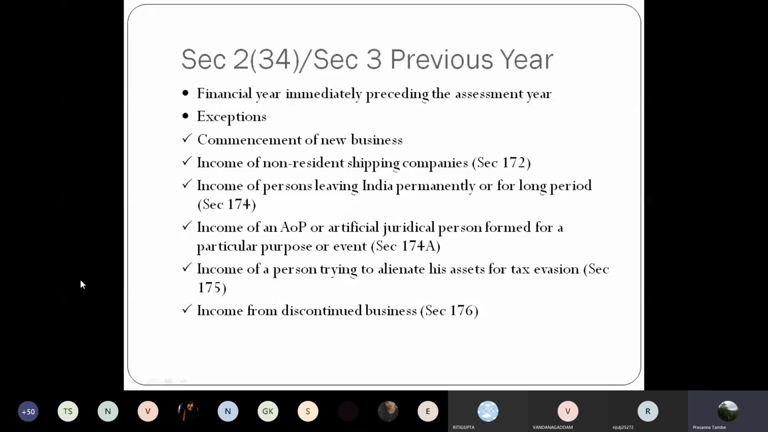So most of the cases it will be a full-fledged previous year, but in some cases it may be a part of the previous year. So we are looking at some of the exceptions. For example, when you start a new business during the previous year, then your previous year will not be a period of 12 months. It will commence on the date on which you start your business, and it will conclude on 31st March next. So for a newly commenced business, the previous year will not have all 12 months. The previous year will have only part of the year, and that will be from the date of commencement of business.